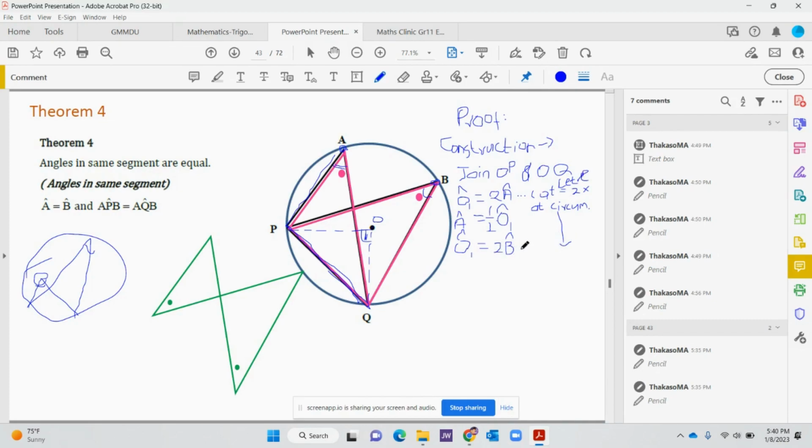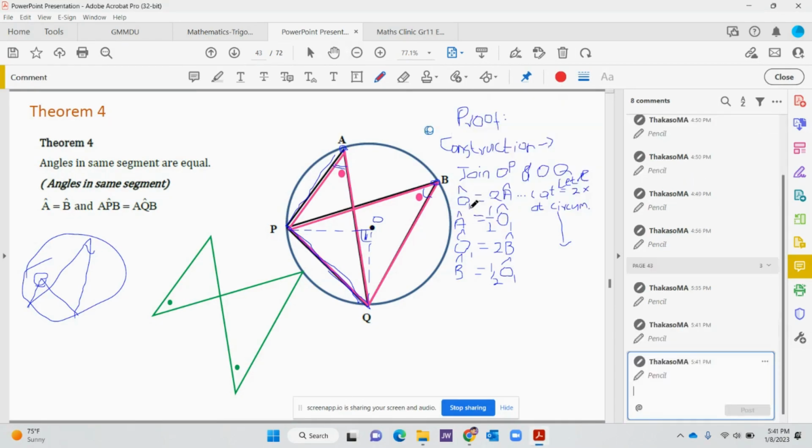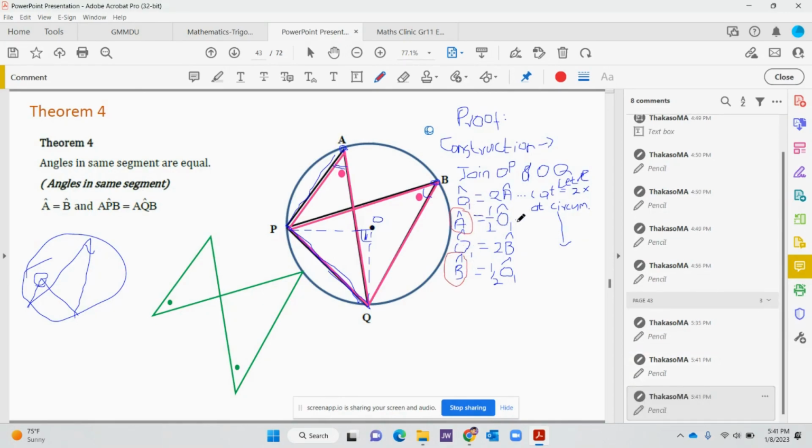If we also divide both sides by 2, that is basic geometry, we get that angle B is half angle O1. Notice that angle A and angle B both equal the same magnitude, half angle O1. Since both of them are equal to the same thing, that means angle A is equal to angle B. That one was easy to prove.